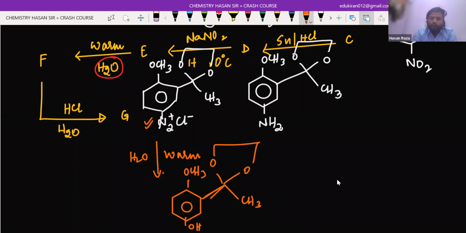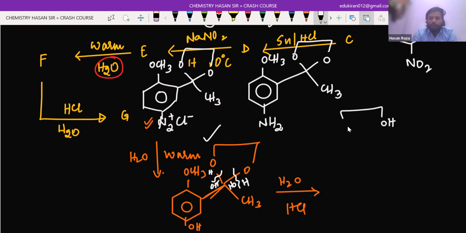After this, if you are going to treat this with H2O in the presence of HCl, then this bond will be broken. Hydrogen will be added here, OH here, hydrogen will be added here, OH here. So this will be the byproduct that you will get again, the glycol. And this part you can see will be like this. OH is here, OCH3 is here.